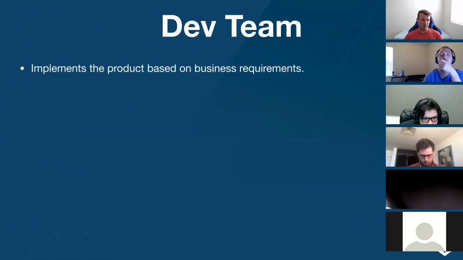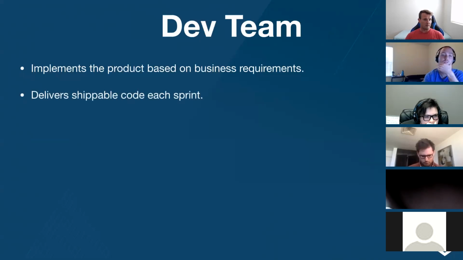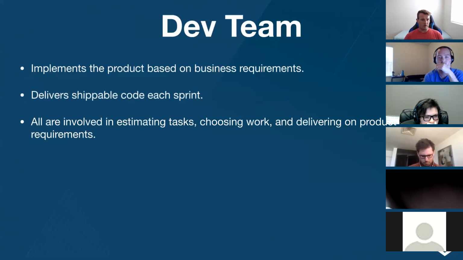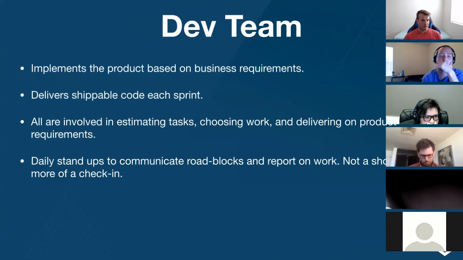Okay, then the dev team. This one's pretty straightforward. The dev team implements the product based on the business requirements passed down to them. They deliver the code each sprint. So every sprint, you should be pushing new code into production. All are involved in estimating tasks, choosing work, and delivering on product requirements, as we've talked about.